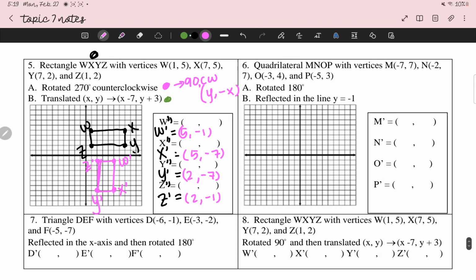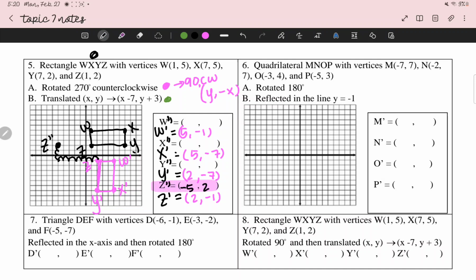Green says I need to translate them over. 7 to the left and 3 up. So 7 to the left, 3 up for all of them. 1, 2, 3, 4, 5, 6, 7. 1, 2, 3. My Z lays here, and that's going to be my Z prime prime. That is -5, 2. So Z prime prime is -5, 2. And I am done with that one.